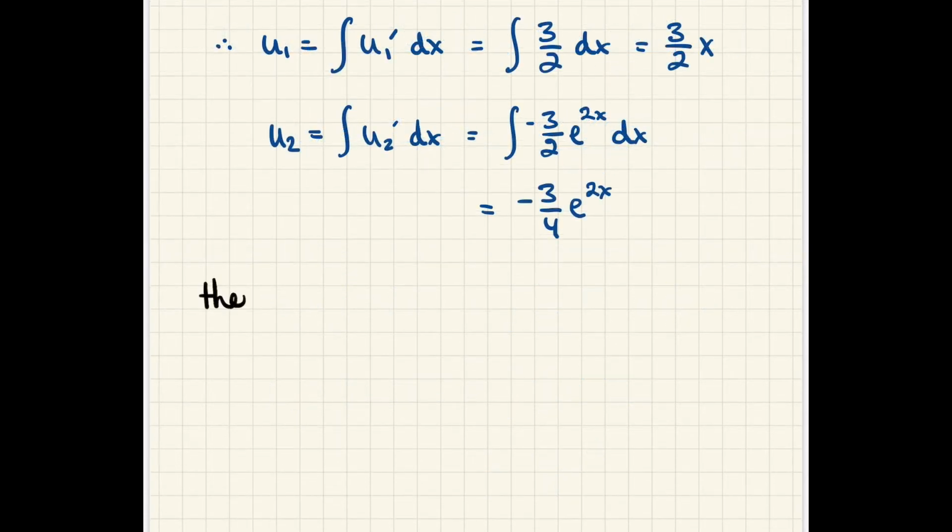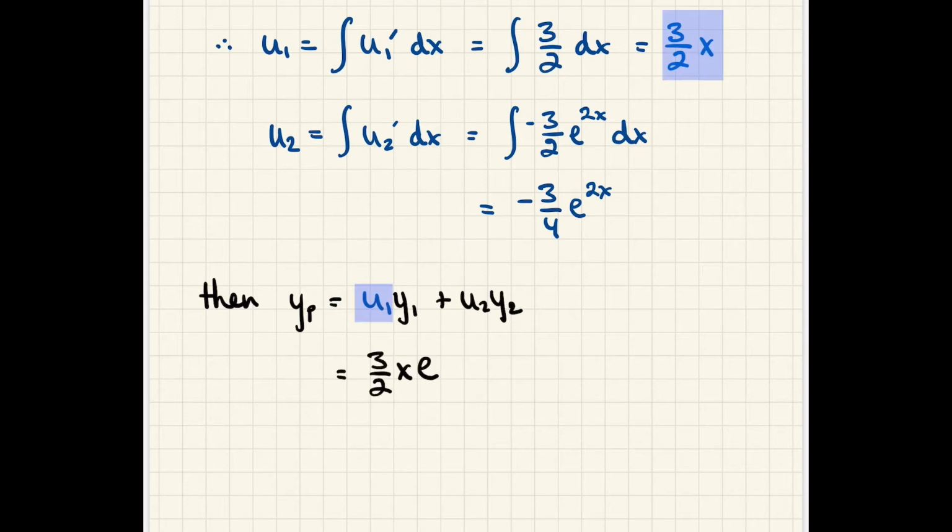So let's write down our particular solution. yp, of course, being u1 y1 plus u2 y2. So that's going to be 3/2 x times y1, which was e to the x, minus 3/4 e to the 2x, and then y2, which was e to the negative x.